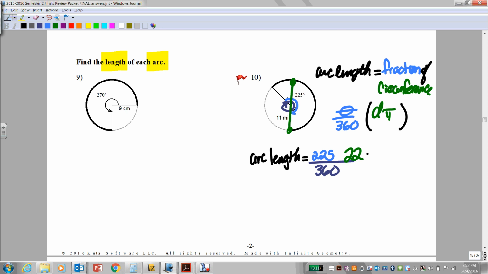And then pi. Clean that up. Leave it in pi form. And don't forget your units. It's length, so it's one-D.